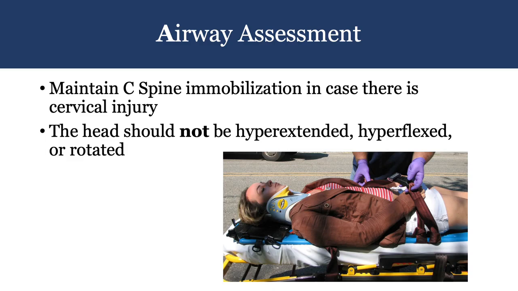So what happens in the airway assessment? We usually want to maintain cervical spine immobilization in case there is cervical spine injury until we rule it out. The head should not be hyperextended, hyperflexed, or rotated. There are maneuvers that can be used to ensure that this happens, for example, steadying the head with the examiner's hands, or using other equipment like a rigid neck collar and head blocks to help with steadying the cervical spine to prevent transection of the cervical spine.